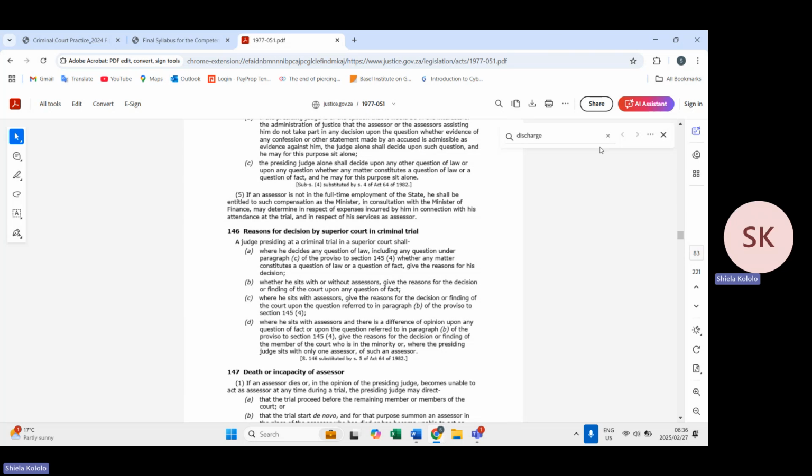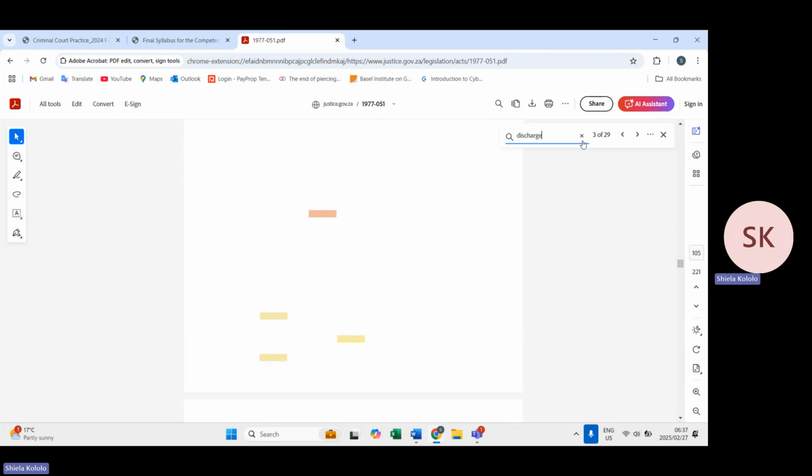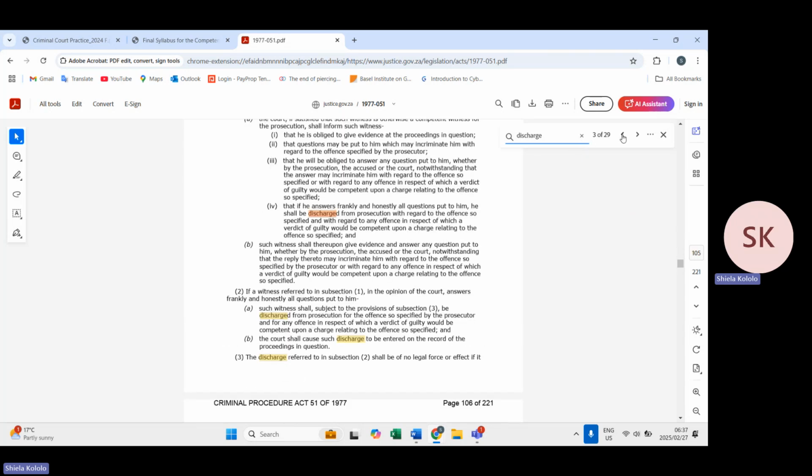And then now we are going to the discharge. It's section 174 of the Criminal Procedure Act. Okay, there it is. I got it.